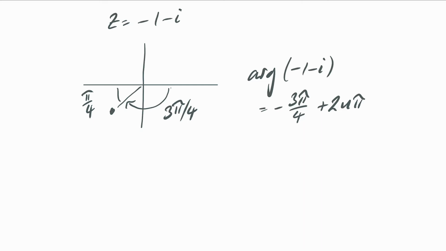Another argument, which is perhaps one that you might have initially thought of, would be this angle in here, which is 5 pi by 4. That's an argument of the number, it's just not the principal one.